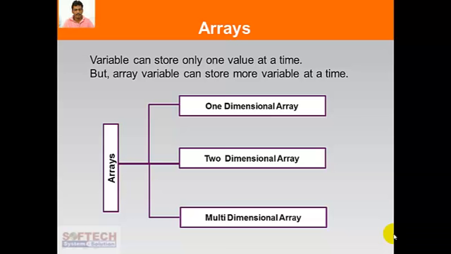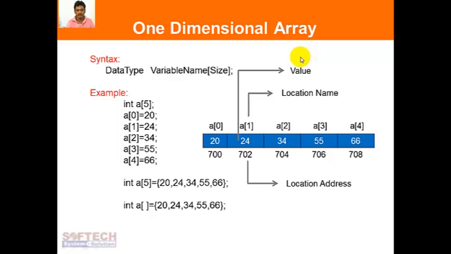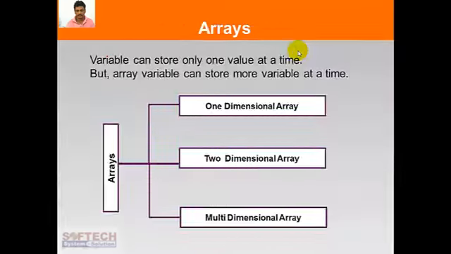An ordinary variable can store only one value at a time, but an array variable can store more values at a time. Arrays are classified into 3 types: one-dimensional array, two-dimensional array, and multi-dimensional array.